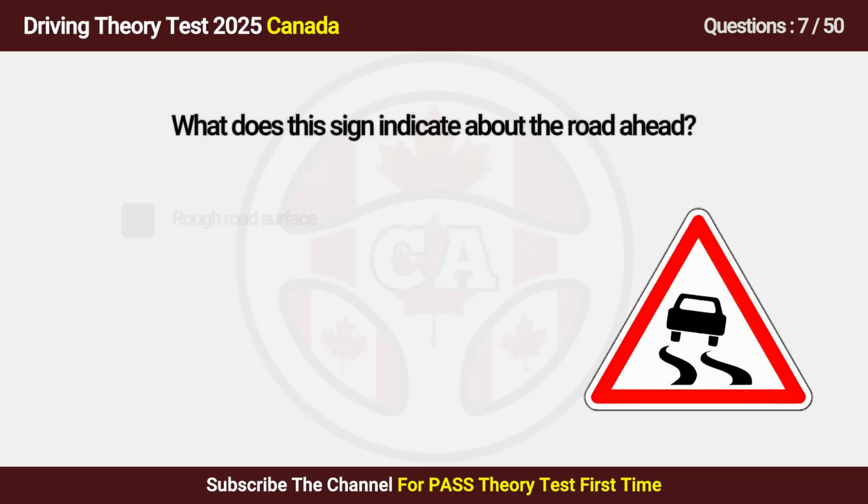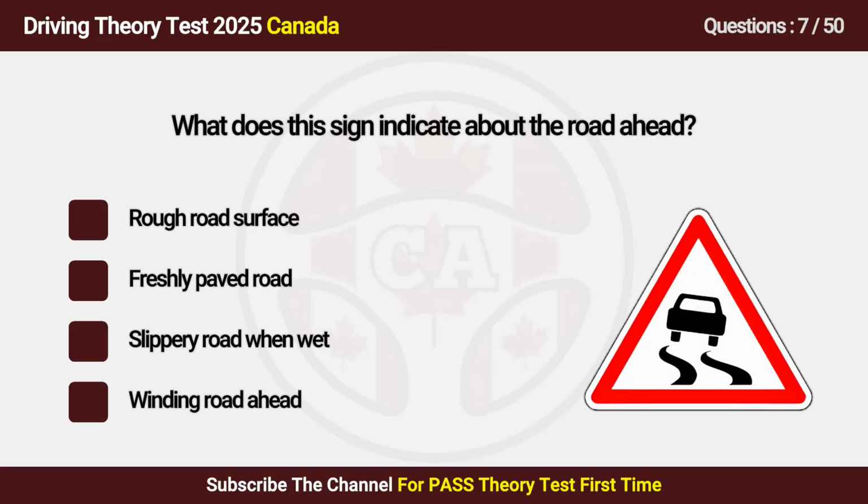Question 7. What does this sign indicate about the road ahead? A. Rough road surface. B. Freshly paved road. C. Slippery road when wet. D. Winding road ahead.